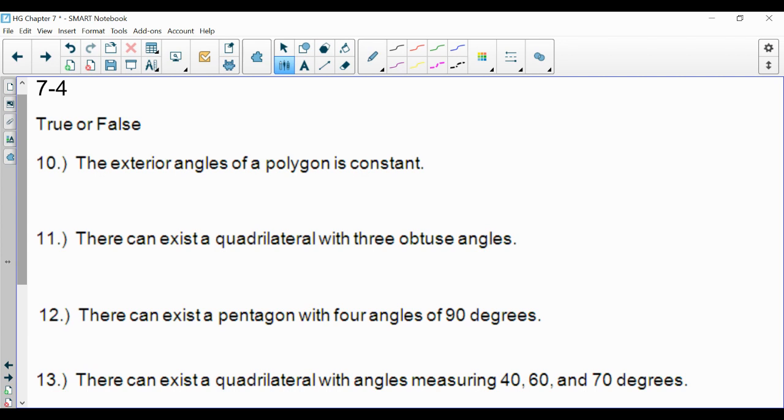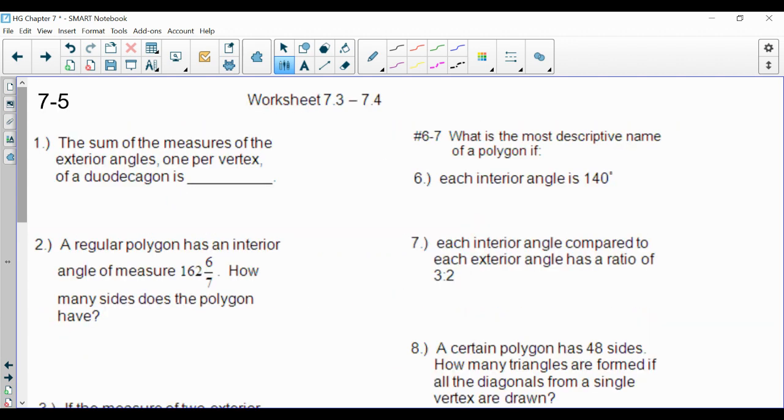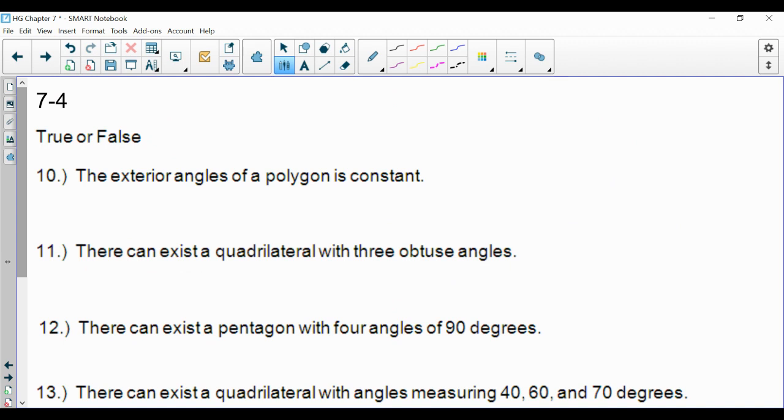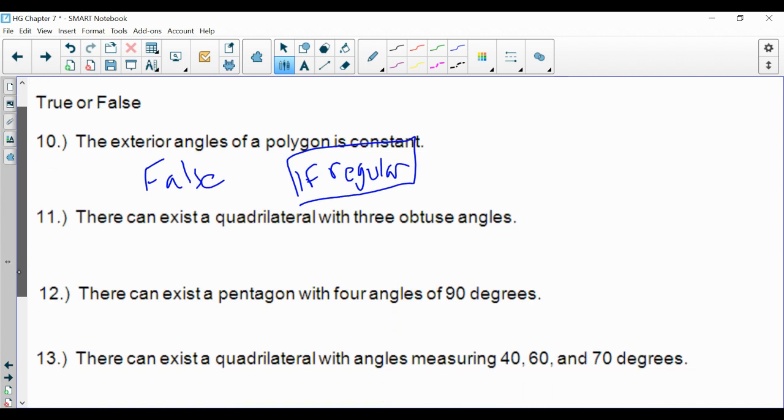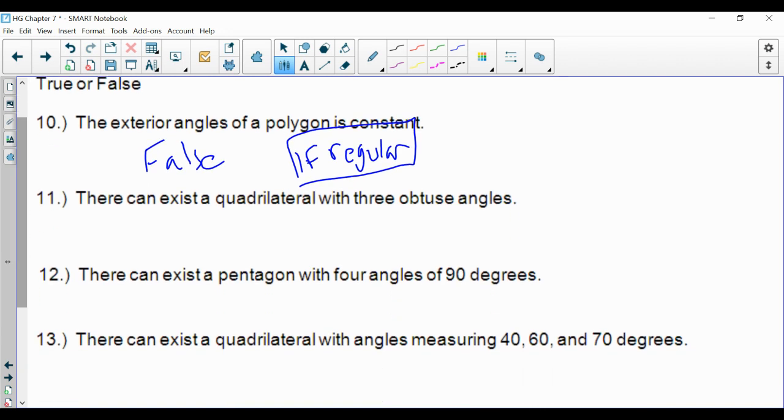All right, so number 10: the exterior angles of a polygon are constant. Constant meaning the same. This is not true. Sorry about that, I hit my arm on the thing. Sorry, it is sometimes true. And you might be like, oh yeah, the first thing you should think of is any regular polygon. So if it's regular, it works. But it does not say regular here. So this is false because it is not always true. Okay, so that's the one thing. Remember, with true and false, you're looking for a statement that is always true.